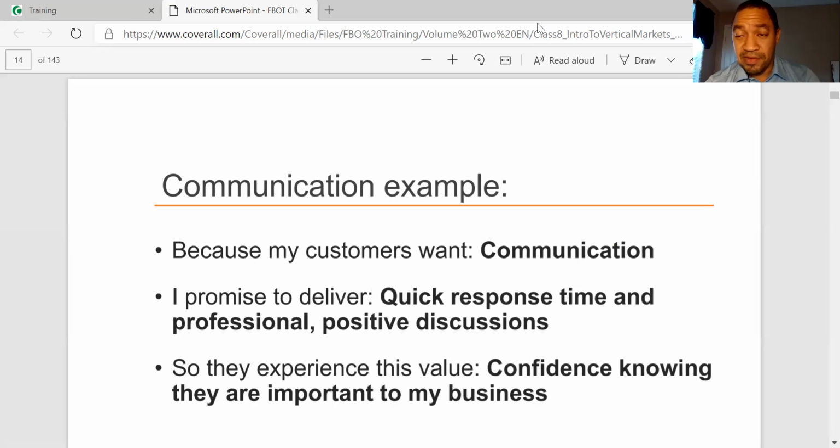And that's the best thing because they know that you acknowledge that they had a request and you didn't just put them on the back burner. And they understand that you might have other accounts that you're working on, but you're still important to them because in their minds, they're your number one priority. They are your number one customer, and that's how their perception is. So you promise to deliver quick response times and professional positive discussion. That's very important. So they experience confidence knowing that they are important to your business. They want to feel like, hey, we really matter to these guys, this cleaning company. So you have to make them feel that way.